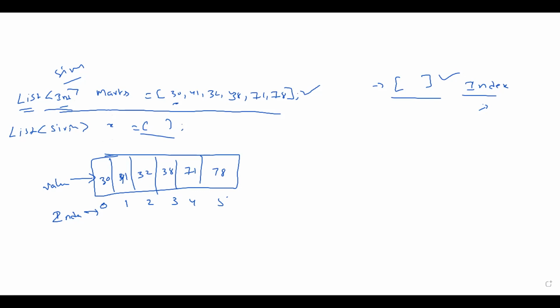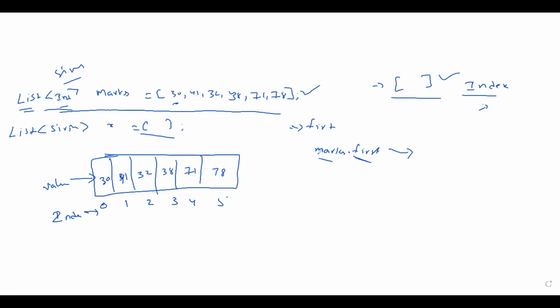The list has some properties. We'll see the properties of the list. The first property is first. For example, marks dot first. What output will come? It returns the first property, the index 0 value, the first element in the list.